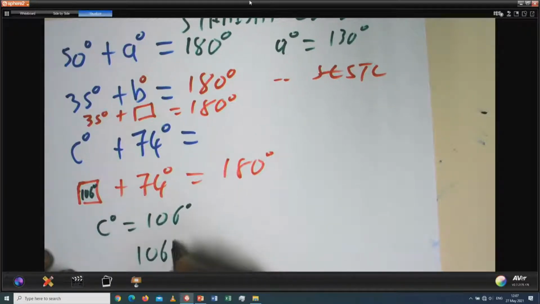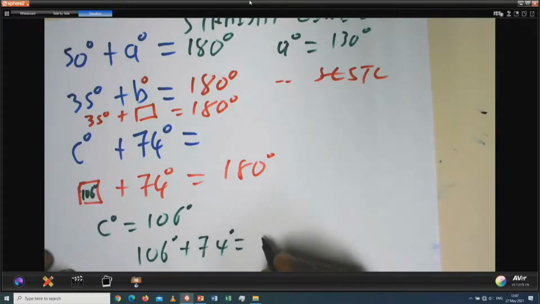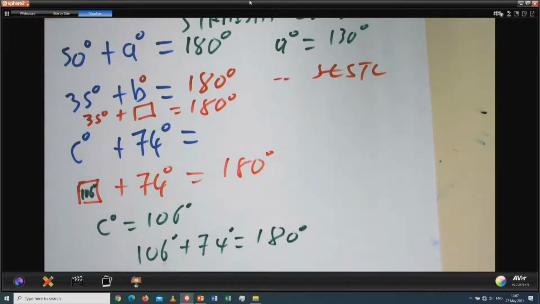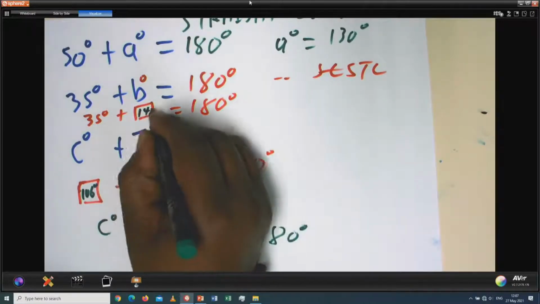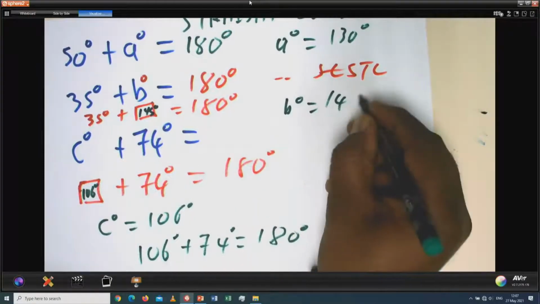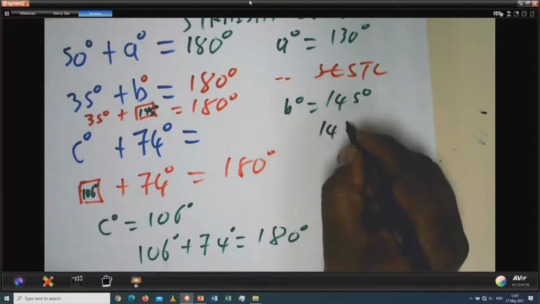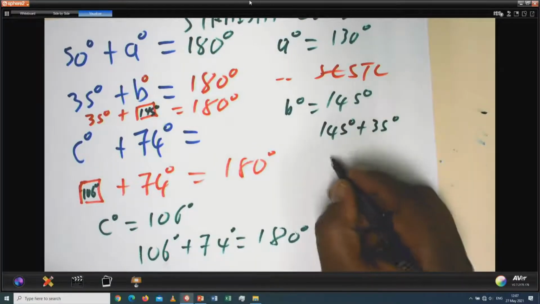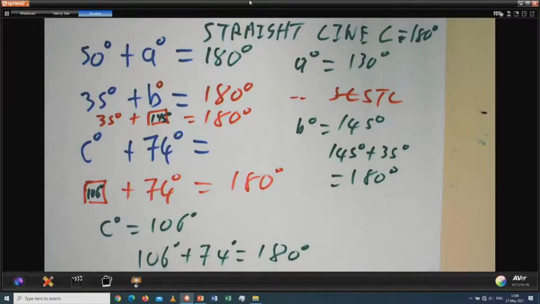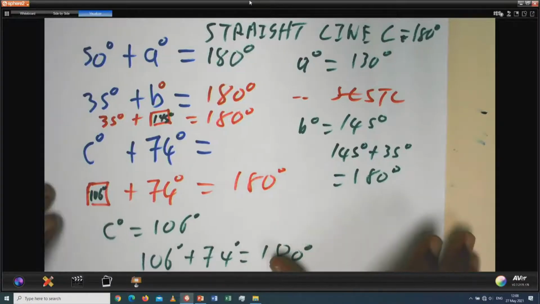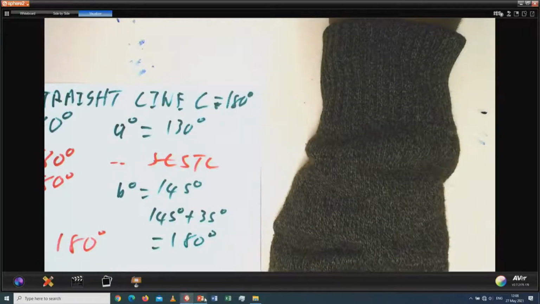Because 106 degrees plus 74 degrees gives you 180 degrees. Same thing here, what are we going to add here? 145. Therefore, B is equal to 145 degrees, because 145 degrees plus 35 gives you 180 degrees. So that relationship is important. A straight line angle, 180. Whatever angles you are given, when you add them, they'll give you 180 degrees. What is the reason? Angles on a straight line.